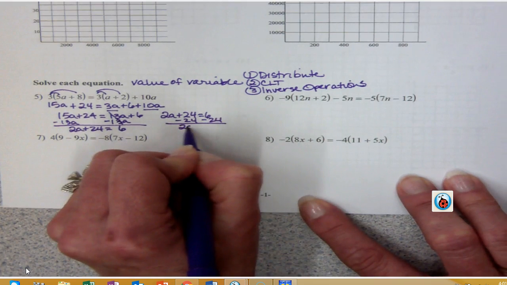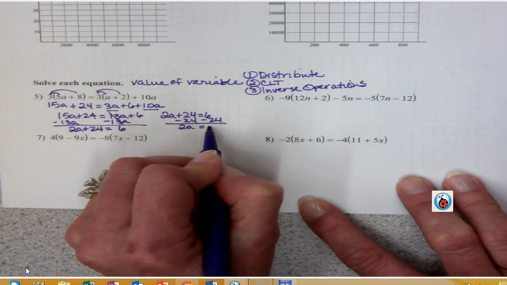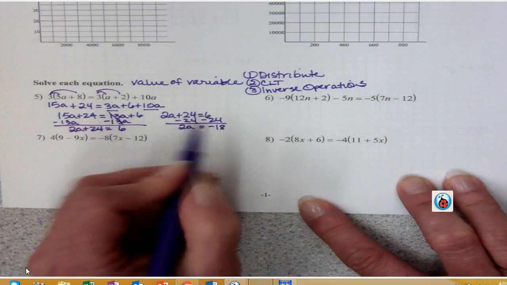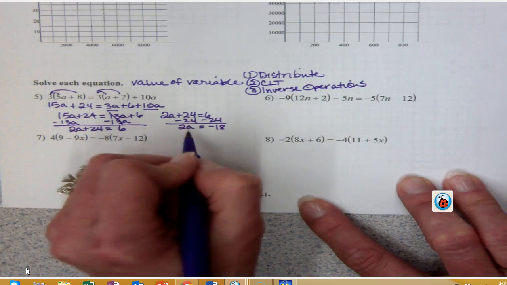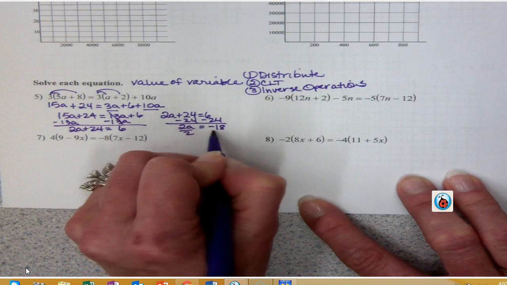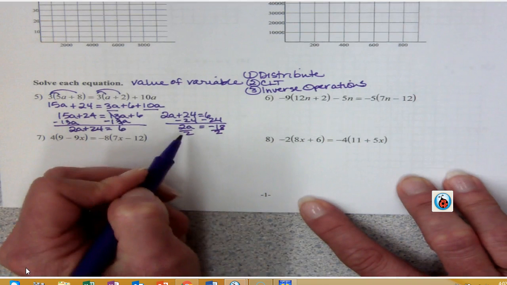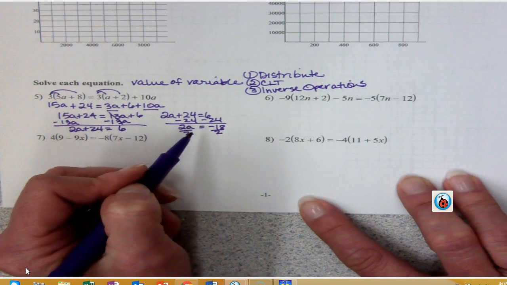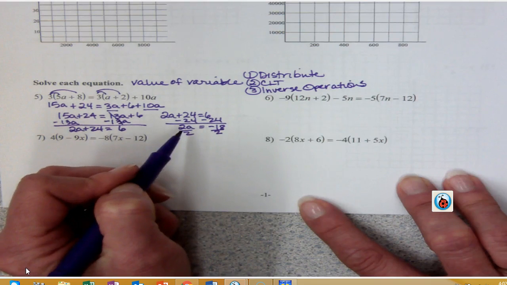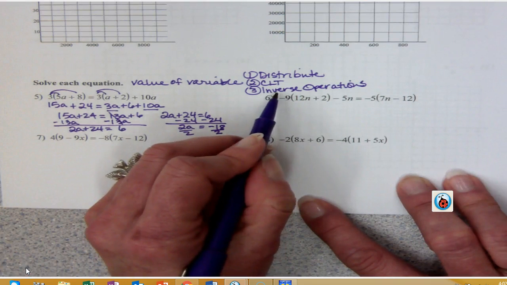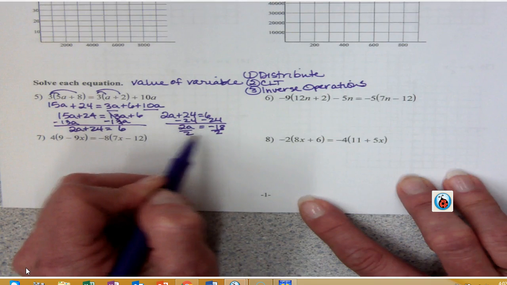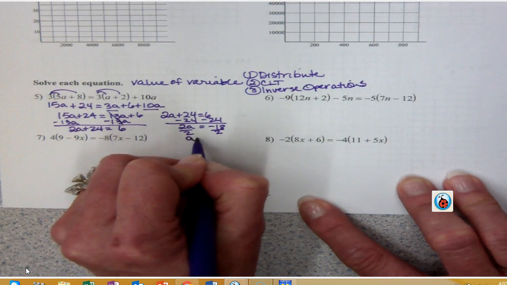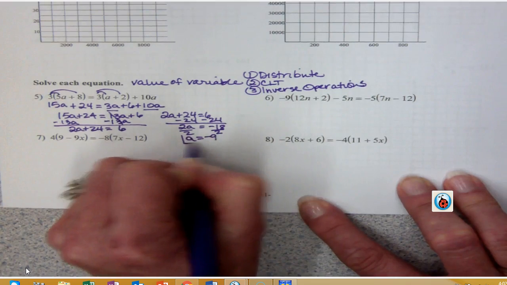I get 2a equals negative 18. Negative 24 is larger than 6, so I get negative 18. Now I divide by 2. This is another inverse operation. Since 2 is being multiplied by a, I need to use the opposite, meaning the inverse operation. It's being multiplied, so the opposite is dividing. So I get a equals negative 9.